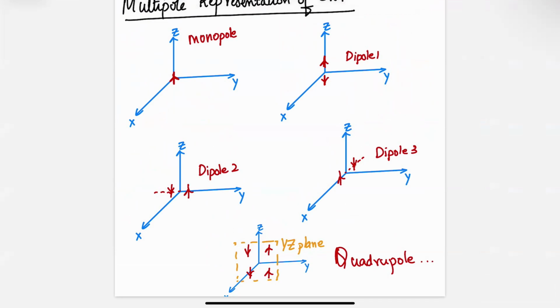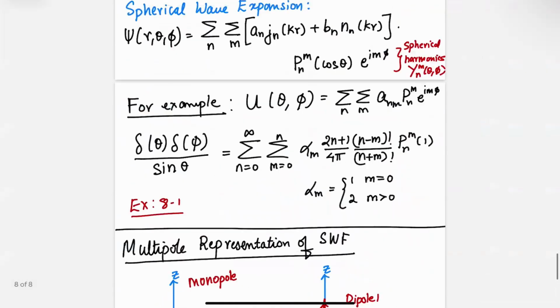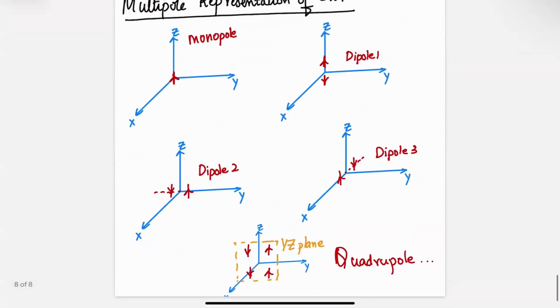What we want to show is that each of these cases, monopole, dipoles of different kinds, quadrupoles, and all the multipoles, each multipole gives radiation which corresponds exactly to one of the basis functions in this expansion. That's what we want to prove now.